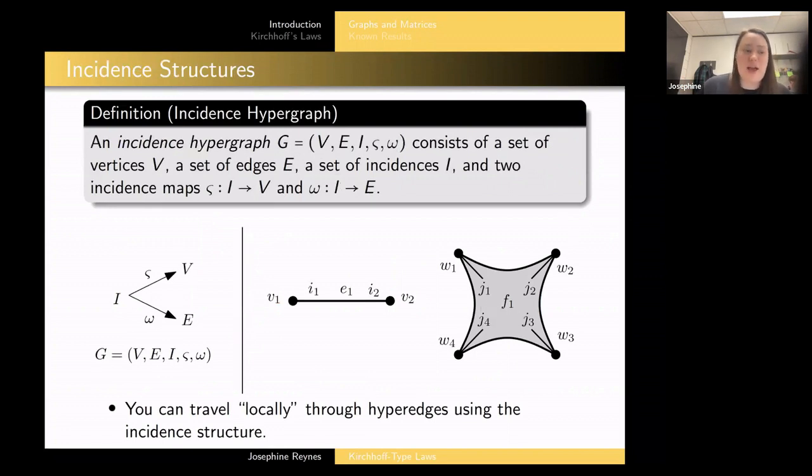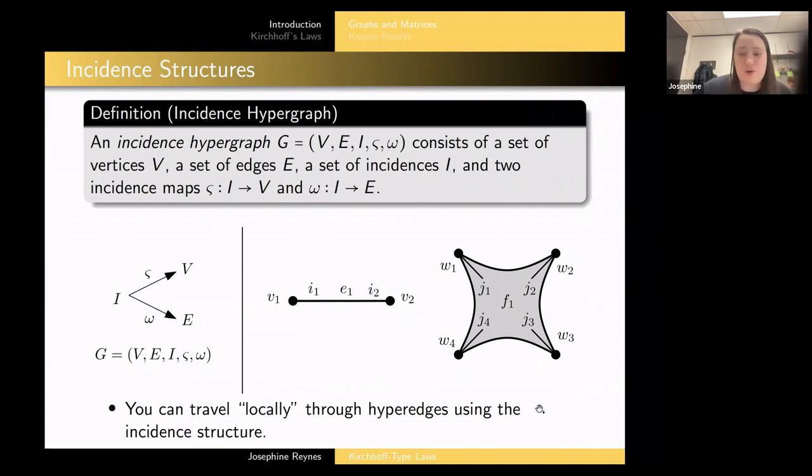So I want to modify this definition slightly. And instead of looking at graphs, we're going to look at incidence hypergraphs. So that's going to be a vertex set, an edge set, an incidence set, and then two maps that take the incidences to the vertices and the incidences to the edges. The way this will work is instead of having vertex, edge, vertex, we'll have vertex, incidence, edge, incidence, vertex. So an edge will be incident to a vertex if their pre-images intersect. So if the set of their pre-images under the appropriate maps has an intersecting incidence in it.